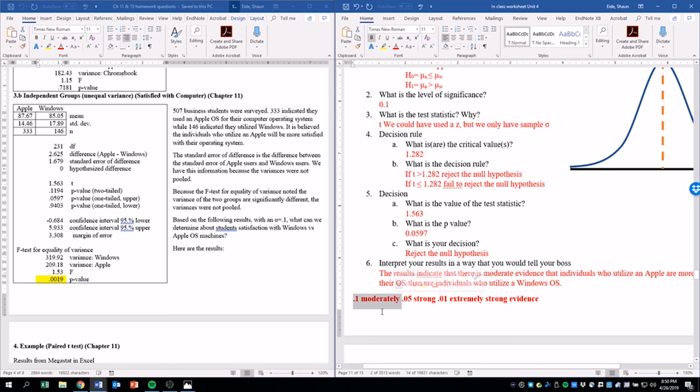That means that there's some evidence, but there's really a decent chance. I mean, there's a 5.97% chance that this happened completely by chance, which is still 6 out of 100 times that this result could happen completely by chance. So just be aware of that, we only have moderate evidence.